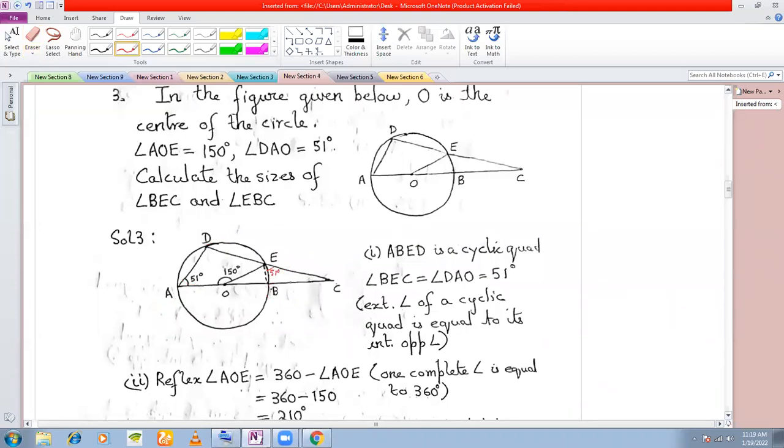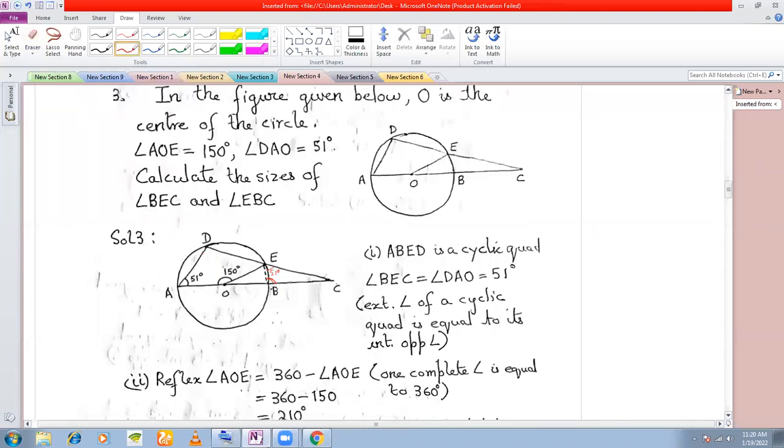Next, angle EBC. EBC is which angle? This angle here is EBC. How will you find out angle EBC? EBC is the exterior angle of the same cyclic quadrilateral, ABED, right? And what you see here is that this angle EBC must be equal to this angle. But what is this angle equal to? How will you find out this angle? That is the question. If I can find out this angle, then we can find out EBC. Now, how do you find out?